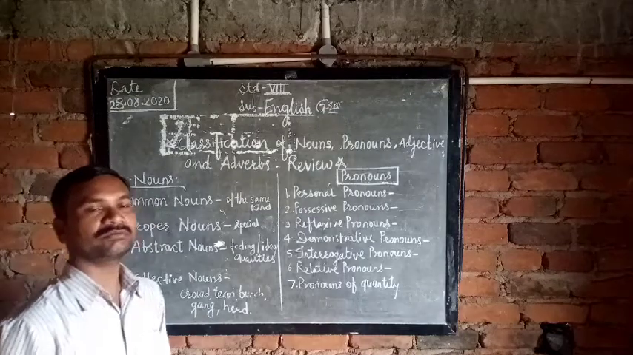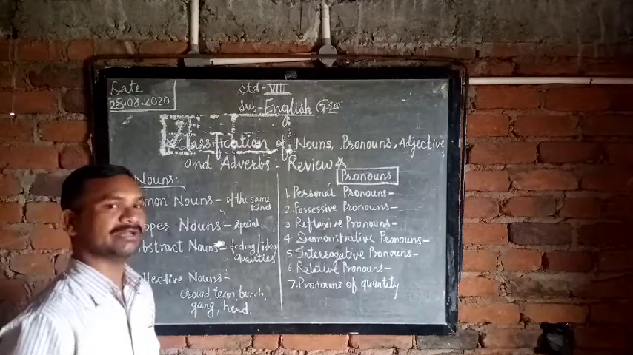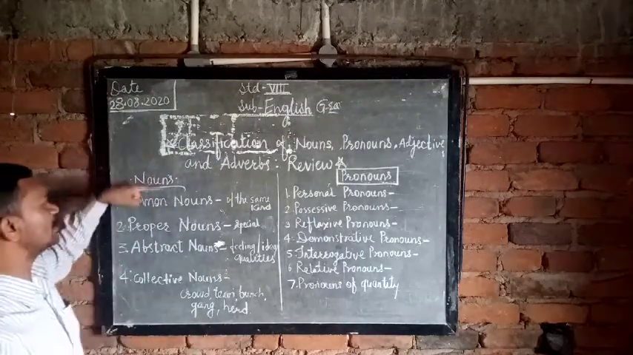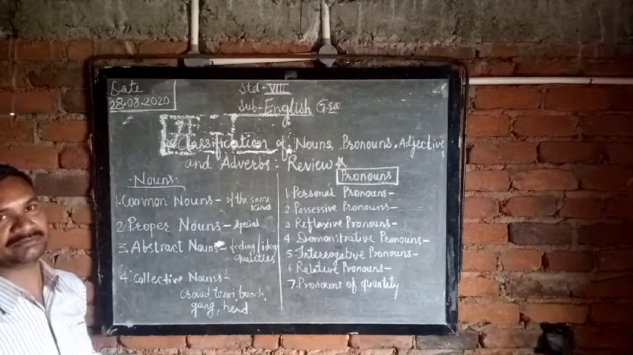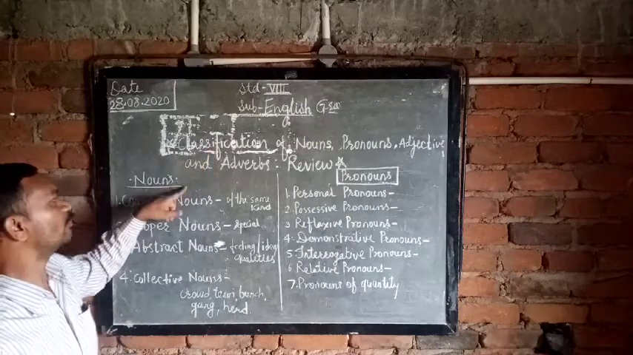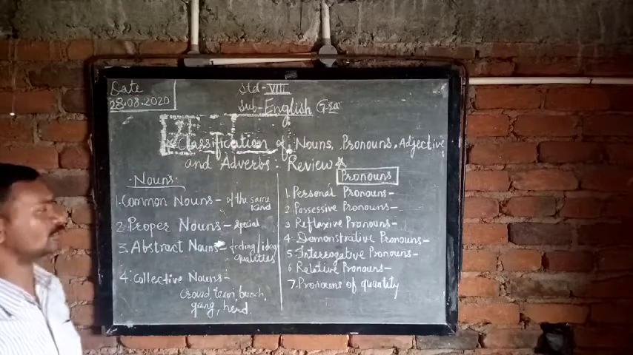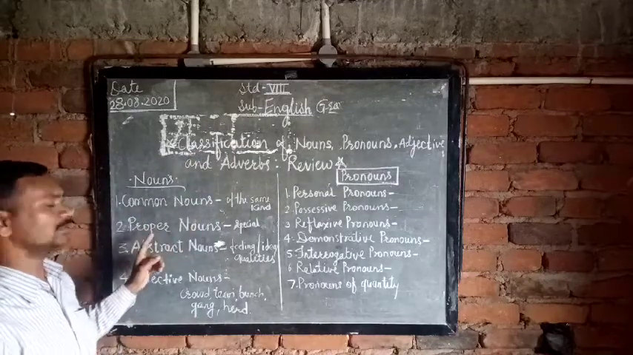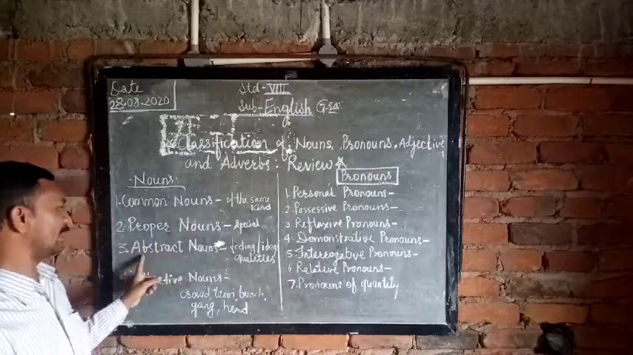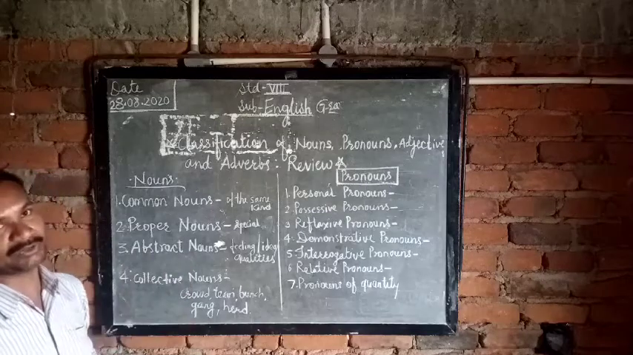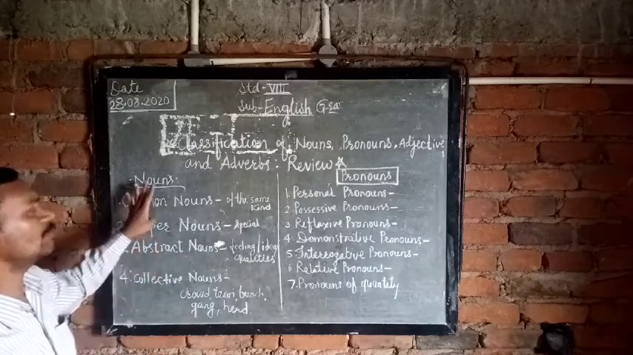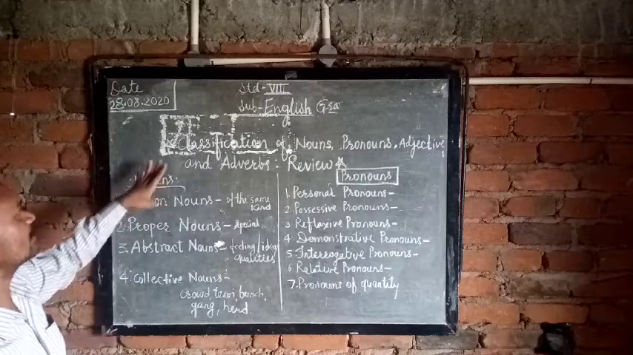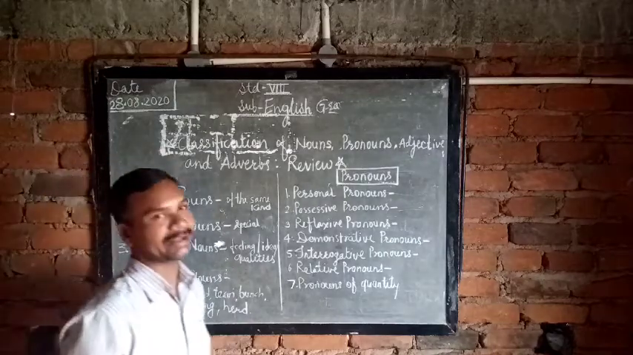What is meant by noun? This is the naming word we discussed in parts of speech, and nouns have four types. This is the classification also: common noun, proper noun, abstract noun, and collective noun. These are the four types of noun.